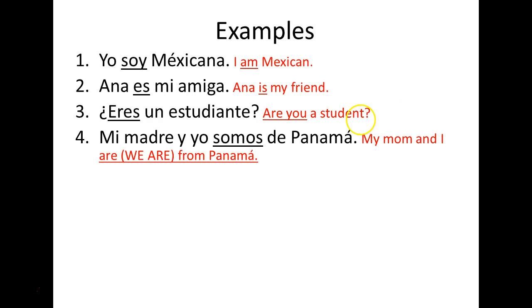Mi madre y yo somos de Panamá. So my mom and I are from Panama. How do I know that I'm using somos? I know that because my mom and I would equal we. Remember the activity that we did in class a couple of days ago where you had to choose which pronoun you would substitute each of the proper nouns for.